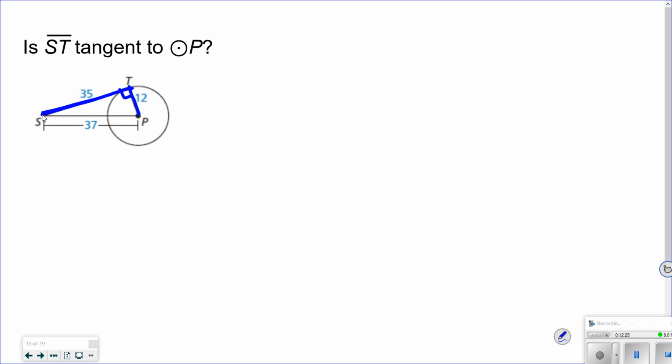The way we tell that is to use the Pythagorean theorem, right? I take my two legs, 35 squared plus the other leg, 12 squared. And the question is, does that equal the hypotenuse squared? If it does, then it's a right angle, which means it is a tangent line. So if we check that, 35 squared plus 12 squared equals 1,369. 37 squared equals the same thing. So it checks off. Is it a tangent? Yes, and our evidence is right there.